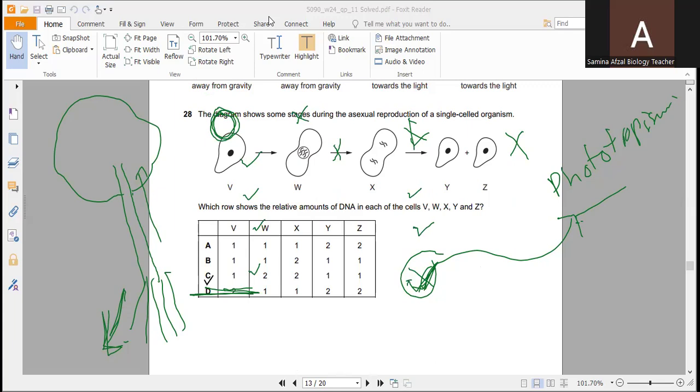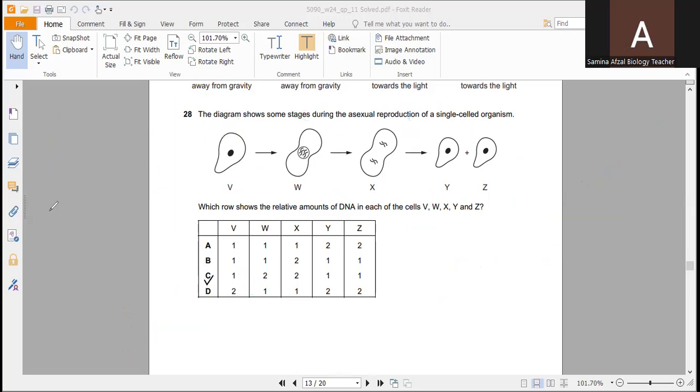Phototropism is the phenomenon in which the stem moves towards the light. But in geotropism, the stem moves away from gravity. So this is the difference between these two. The next diagram shows some stages during the asexual reproduction of a single-celled organism. This is the single-celled organism.